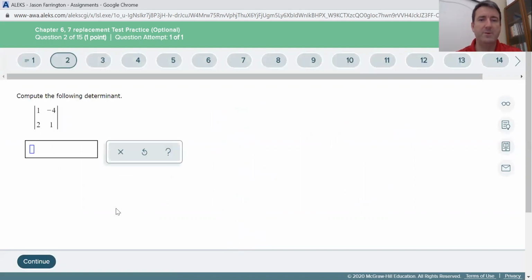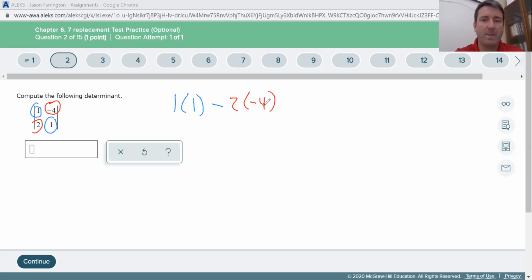Number 2, compute the following determinant. So what we're going to do for a determinant is this number times this number, so 1 times 1, minus this number times this number, so 2 times -4. So this is going to be 1 minus -8, so that's 1 plus 8, which is 9. And so our determinant here is 9.